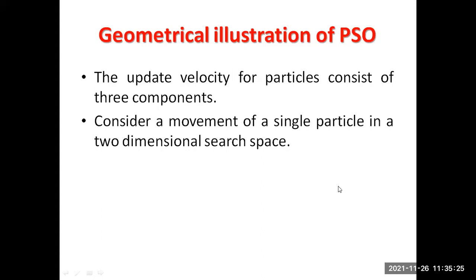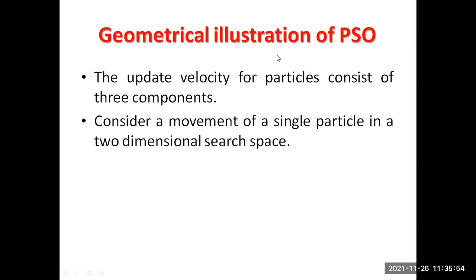So the update velocity for a particle consists of three components. What are those three components? One is the inertia component, that is the first component, the velocity at which the particle is moving. Second is the personal experience, and third is the social experience. So these are the three components of the velocity.